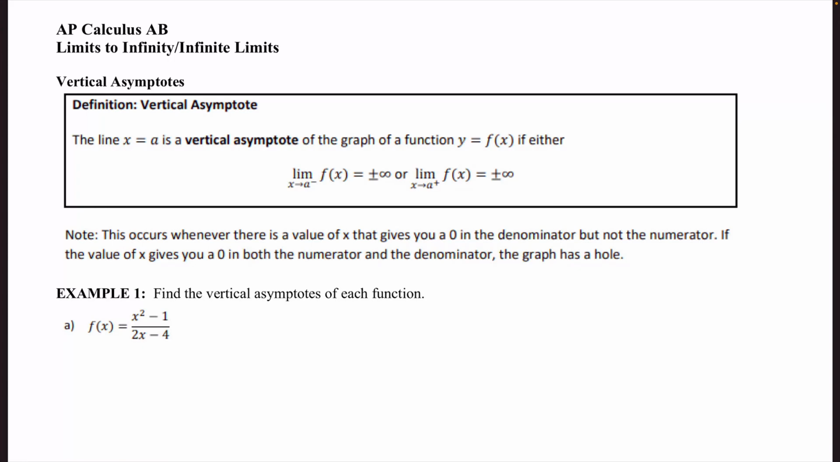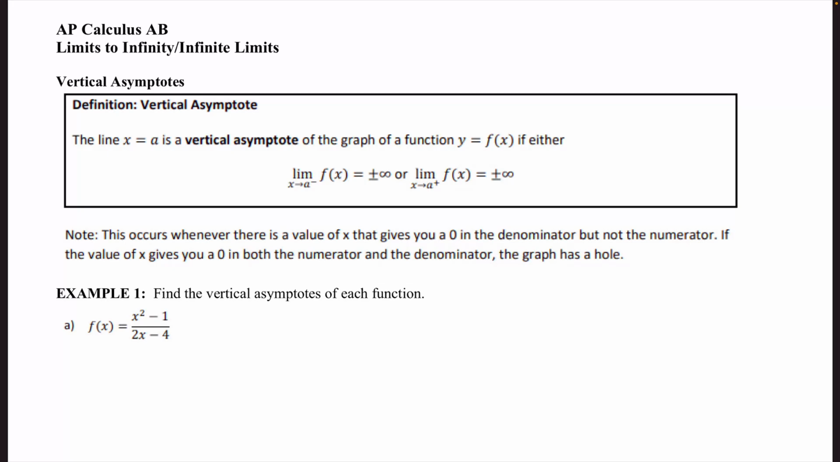Okay, so note, this occurs whenever there is a value that gives you 0 in the denominator, right? So if I was putting numbers in my calculator, when will my calculator say undefined or error? When I'm trying to divide by 0, right? Anytime I try to divide by 0, it doesn't matter what's on top, your calculator is either going to say undefined or it'll just say error, right? That's when an asymptote or a hole exists, okay?